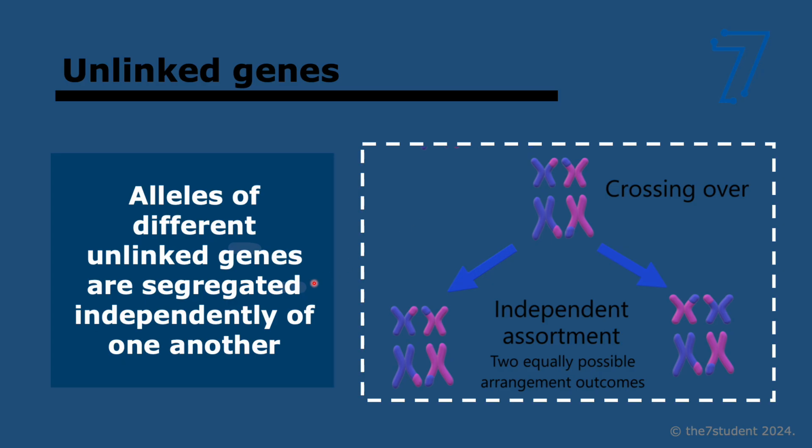So when genes are unlinked, okay, they are segregated independently of one another. For example, this gene and this gene are on different chromosomes, meaning in meiosis, they're going to separate independently, right? Where one goes doesn't determine where the other goes because they're on different chromosomes, okay? I hope that's clear.